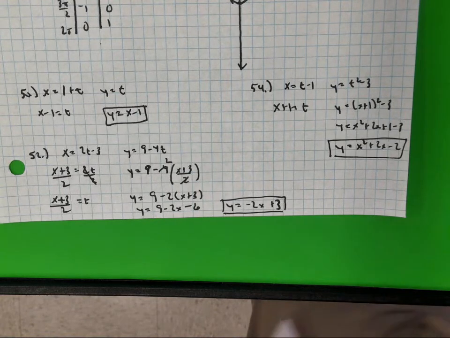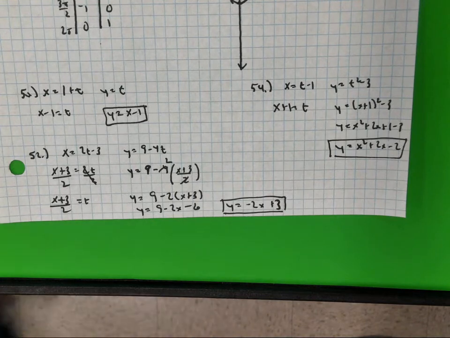Now, if that was x plus 1 cubed or x plus 1 to the 4th, you don't have to multiply all that out. But if it's a square, that doesn't take you long to multiply out. So I expect you to do that, okay? So x plus 1 squared, that's x squared plus 2x plus 1 minus 3. Combine your 1 and negative 3 and you get negative 2. So those are your three answers on 50, 52, and 54.